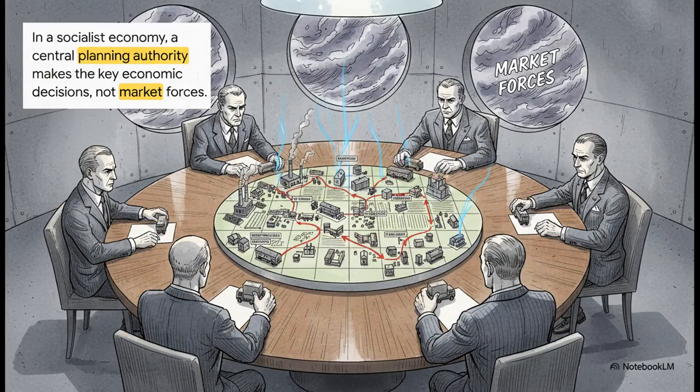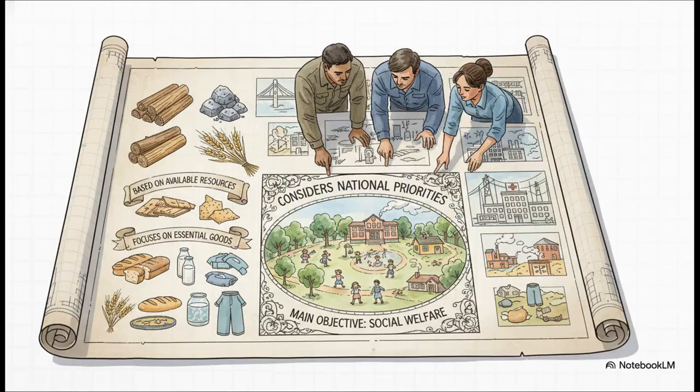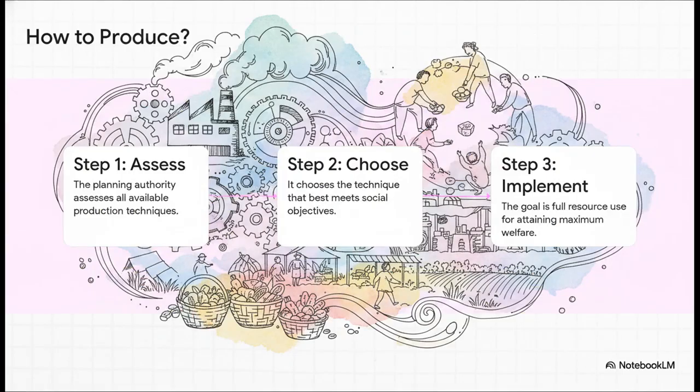Now for a totally different take, socialism. In this system, a central authority makes the big decisions. What gets made isn't about profit. It's about what the nation needs and what's good for society as a whole. The central planner also decides how to make things, aiming to get the most social bang for the buck.